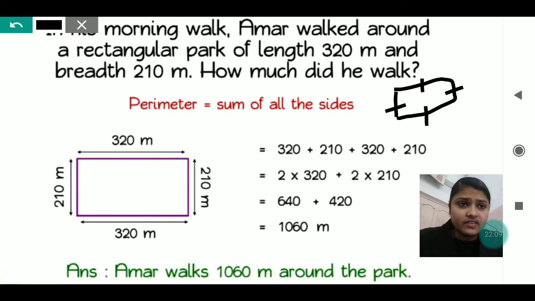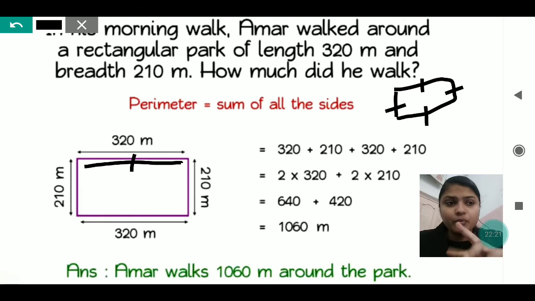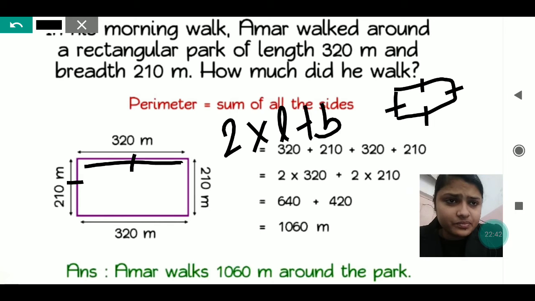The length is given as 320 meters and the breadth is given as 210 meters. You can see this is the length. If one side is 320 meter, then the opposite side is also 320 meter because opposite sides are equal. If one side is 210 meters, then the other is also 210 meters. You just add all the sides, or you can do 2 into length plus breadth. This is also one of the formulas to find the perimeter of this rectangular figure.